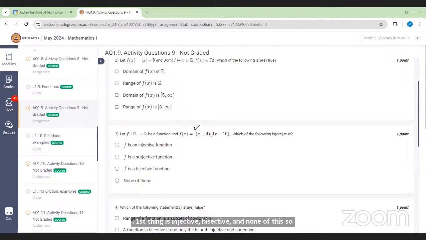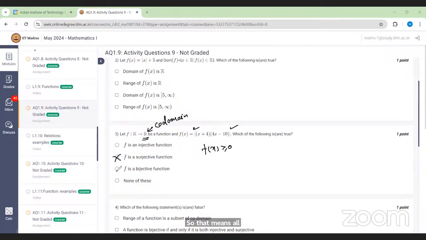Now here modulus is there, right? So whenever modulus is there, you know that since the codomain is the real numbers, f of x will always be greater than or equal to 0. So all negative real numbers do not have any preimage. That's why it's not surjective.